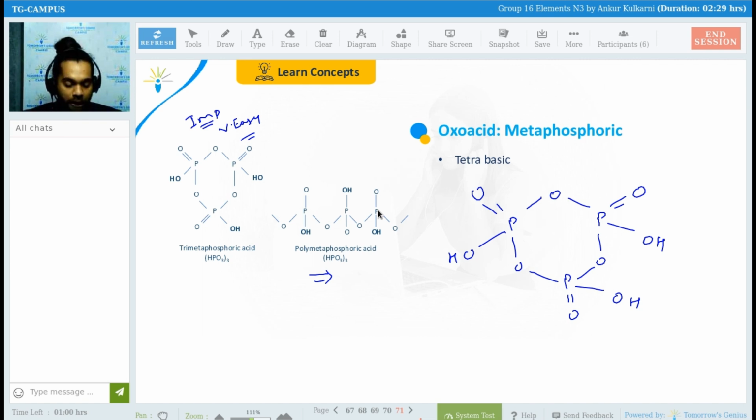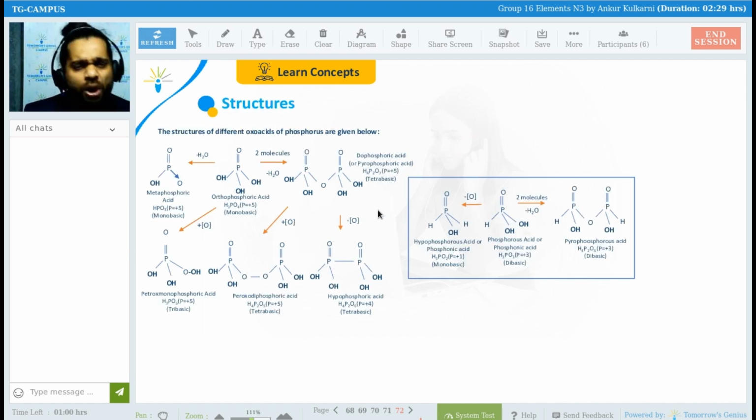Metaphosphoric acid. Come on, draw the structure and tell me done. Come on, everyone. Sarjana is done. Anne is done. Come on. Sure, let us go ahead. Sasidaran is also done. Okay.